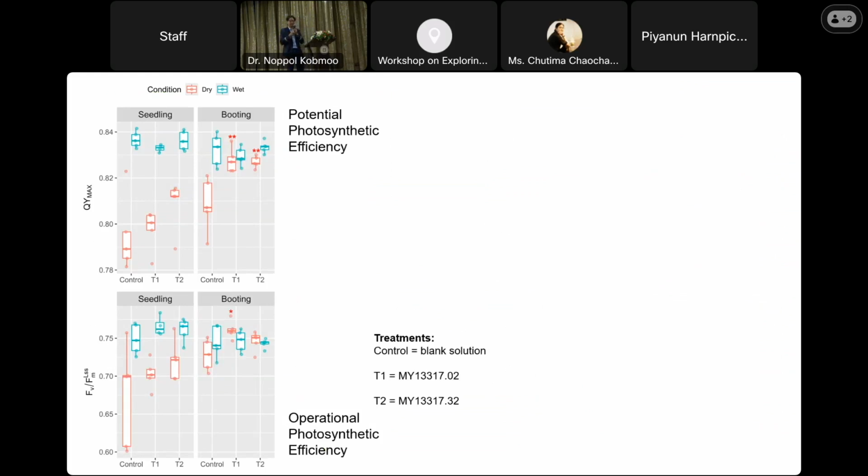In terms of photosynthetic efficiency, you can see here that, for example, for the wet condition, the control and the treatments have equivalent potential photosynthetic efficiency because the plants are abundantly watered and do not have any hydric stress. But in the dry condition, their photosynthetic efficiency is highly reduced in the control. But when we add the fungal candidate strains, the photosynthetic efficiency is also increased, and it became significant at the booting stage, particularly in the dry condition.